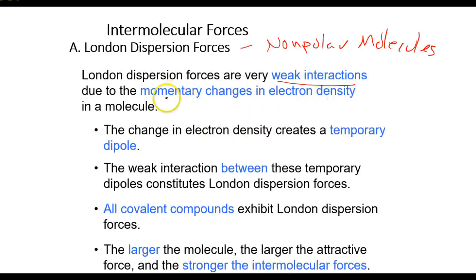It's called a momentary change in electron density. It's what's called a temporary dipole. A weak interaction between the dipoles. All covalent compounds have this to some extent. The larger the molecule, the larger the attractive force, the stronger the force is because of surface area. The more surface area, the more of these London dispersion forces you have.